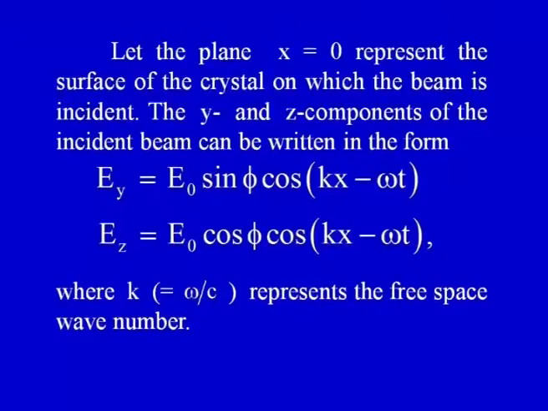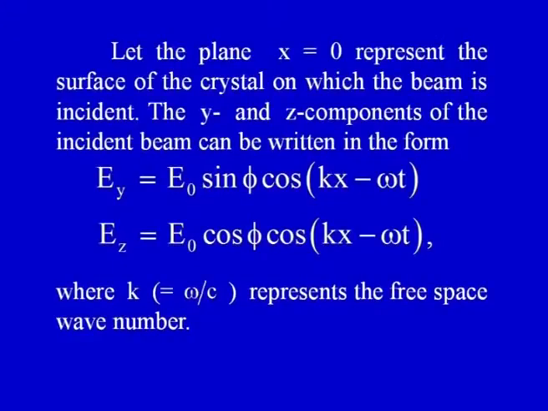You see, the different amplitudes can be obtained by varying the angle phi, and the phase difference can be varied by varying the thickness of the crystal. Let us now analyze and study this setup in detail. Let the plane x equal to 0 represent the surface of the crystal on which the beam is incident. The x equal to 0 plane is the incident plane.